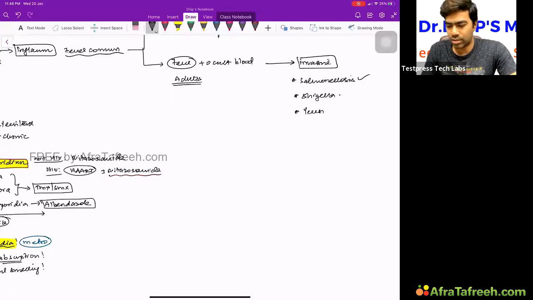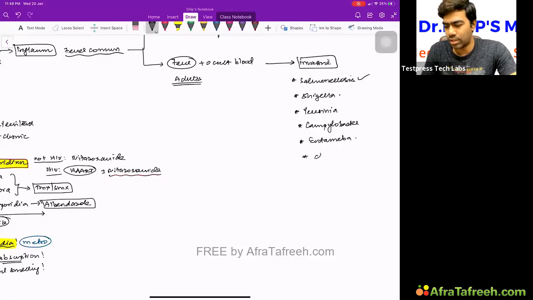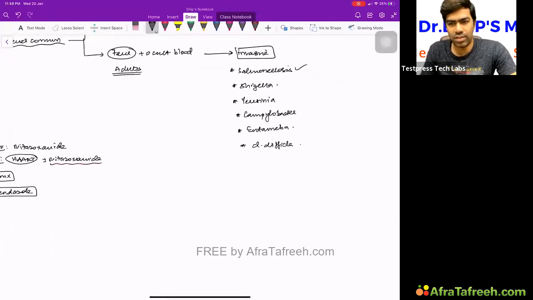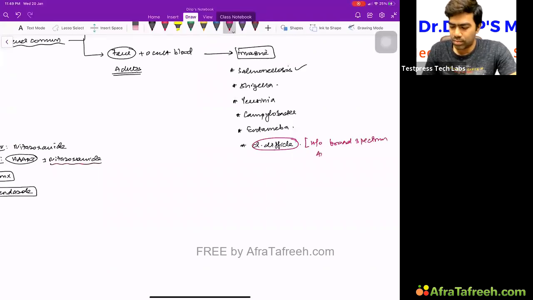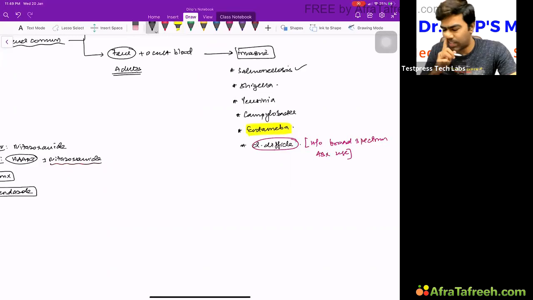Or Yersinia enterocolitica. Or it could be Campylobacter jejuni. Or it could be due to Entamoeba histolytica or amoebic gastroenteritis, or it could be Clostridium difficile. Each and everything is encountered in different scenarios. We don't want to discuss in detail, but in general, whenever you talk about Clostridium difficile in an exam, there will clearly be a history of broad spectrum antibiotic use.